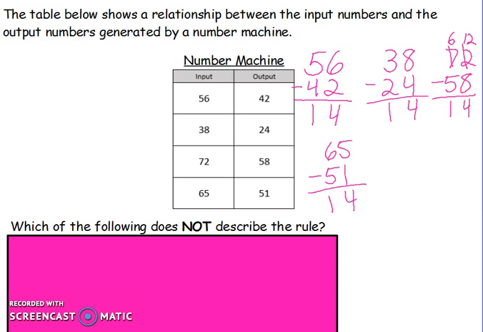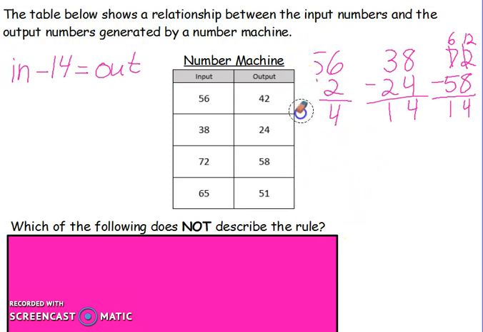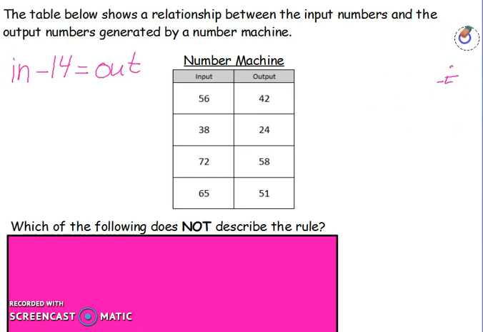So I've subtracted all of my pairs and I see that the difference is always 14. That means that my rule is input minus 14 equals the output. That's the first main way that we are going to write the rule. But we can also use what we know about related facts and the equal sign to write it in 3 more ways. First, I'm going to think about what I know about related facts.